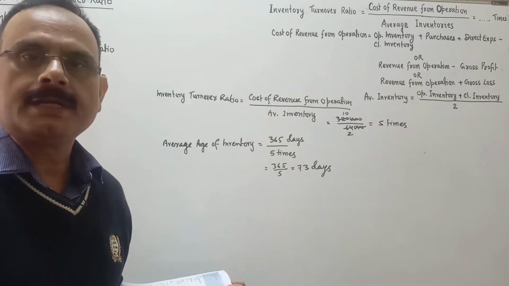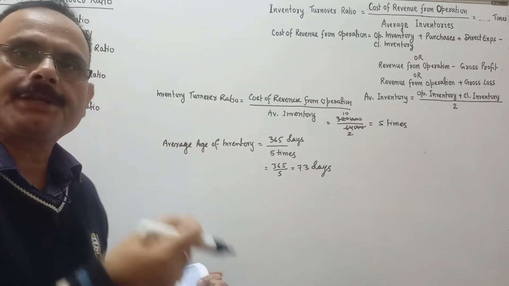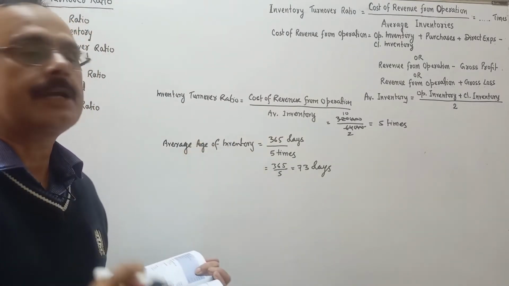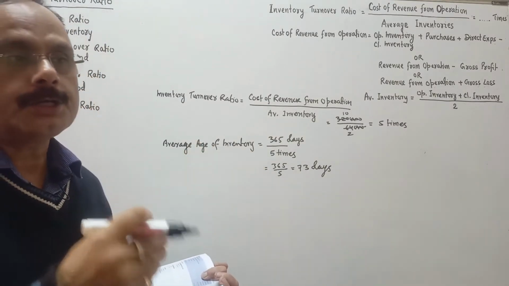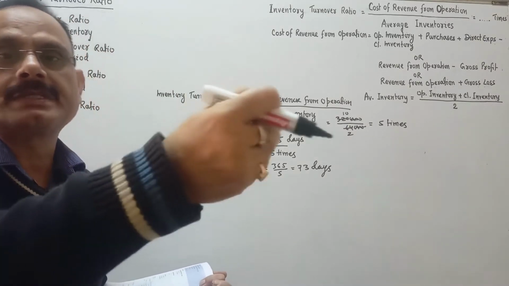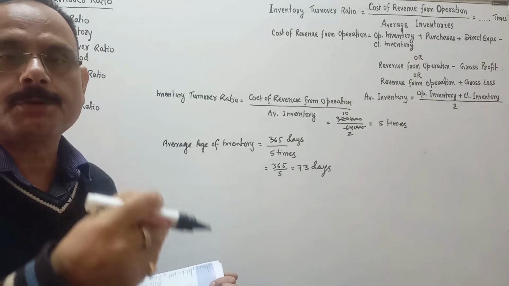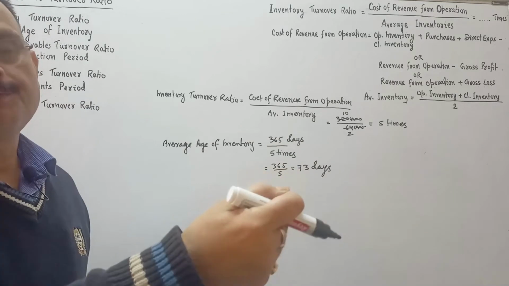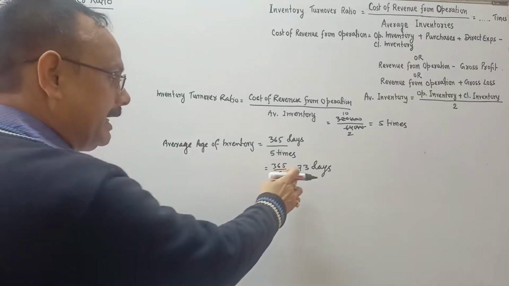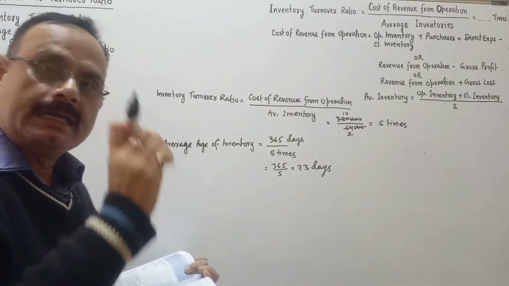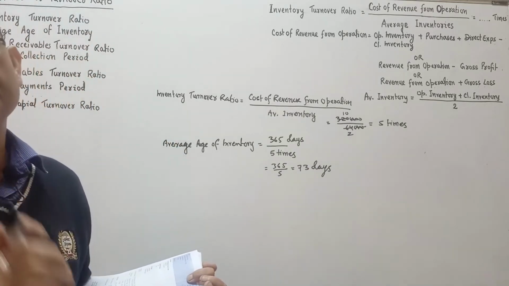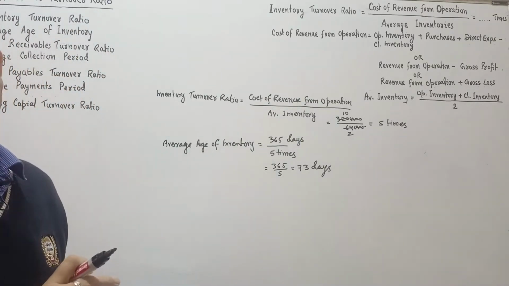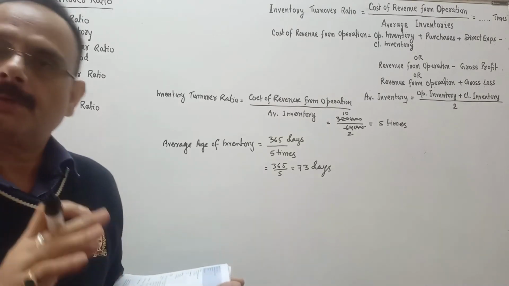If the average age of inventory is less, that much it is beneficial, and as much as it is high, that much the company is not in a position to convert the inventory into sale. It indicates that the company is not able to convert the inventory into sale. If days are high, it is bad, so days should be less. If the days are less, it means the company is in a position to convert the inventory into sale quickly. So these days should be as less as possible.